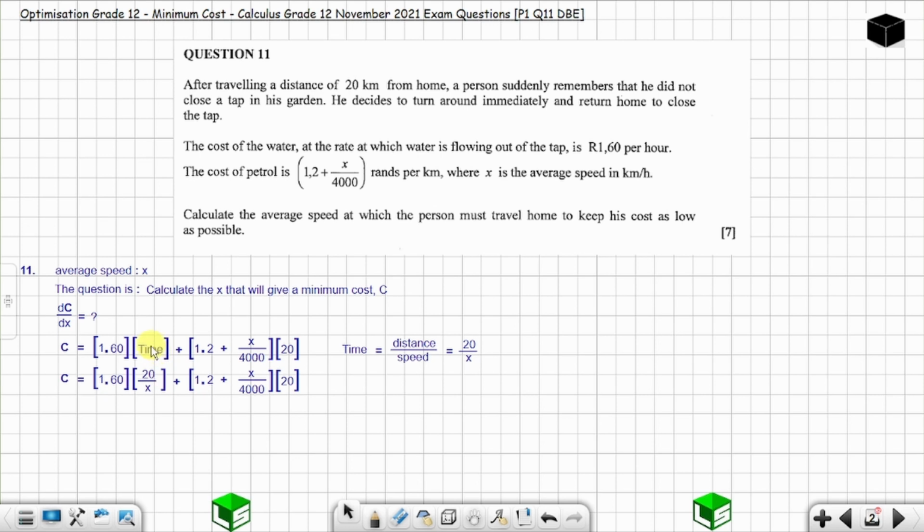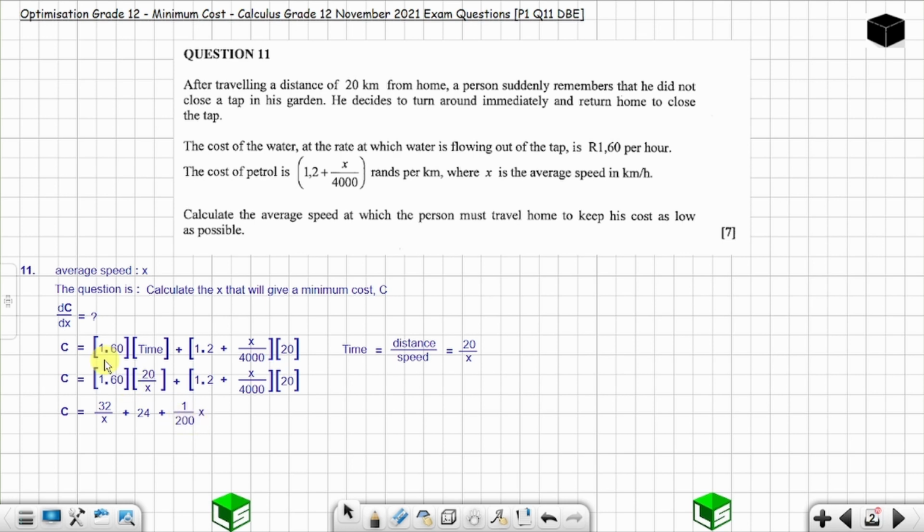After substituting time with 20 over x, we carry on. The cost is equal to 1.6 times 20 over x, which gives 32 over x, plus 1.2 times 20, which is 24, plus 20 over 4,000 times x, which is 1 over 200 times x.